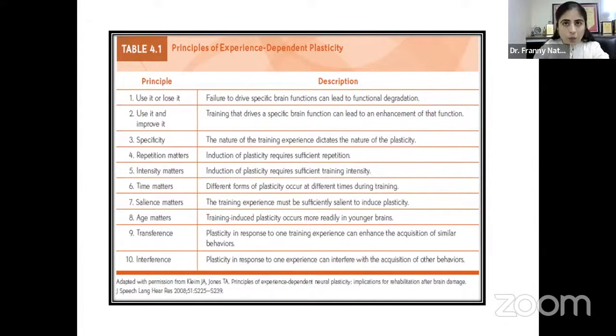The group B was the CIMT group. CIMT is constraint induced movement therapy. This group received 8 hours of restraint of the unaffected hand. So the unaffected hand could not be used for some activities, and there was forceful use of the affected hand to perform certain functions.